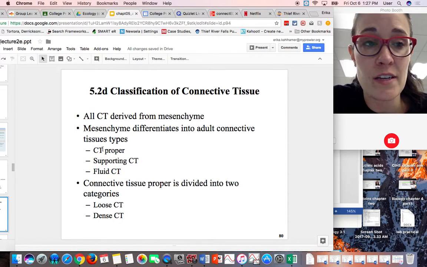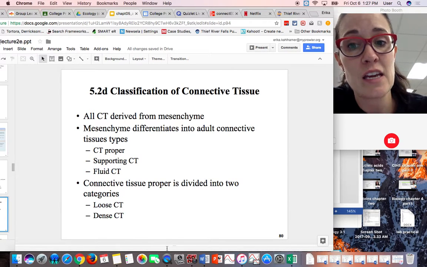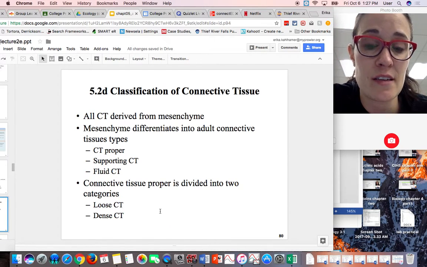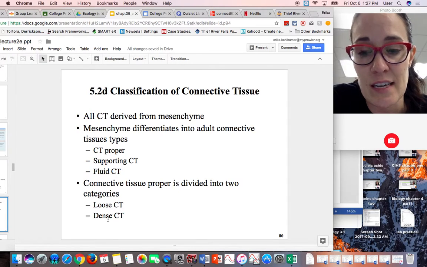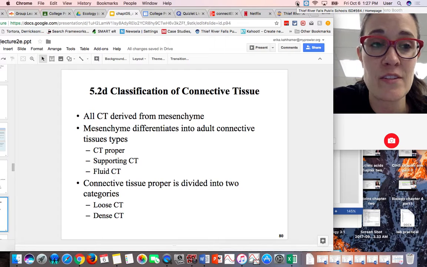Like I said, all of the connective tissue is derived from mesenchyme, and it can be divided into two categories: loose connective tissue and dense. And in the next video, we'll talk about the different types of loose connective tissue and types of dense.